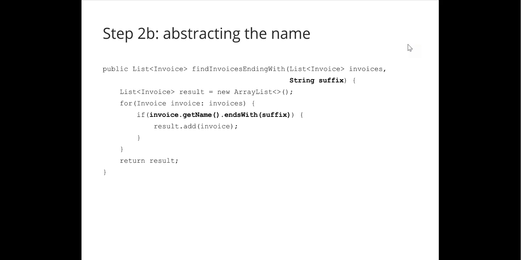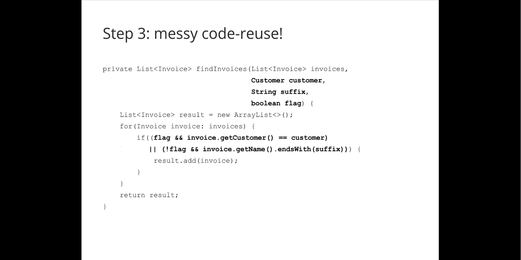Richard, I'm glad you asked. As a true software engineer, we all strive for abstraction and code reuse. So I just know the right trick here. Let's combine those two methods into one. Let's definitely introduce a flag here so we can pick whether we're interested in the customer or the suffix. Less code duplication here, Richard. Isn't that beautiful?